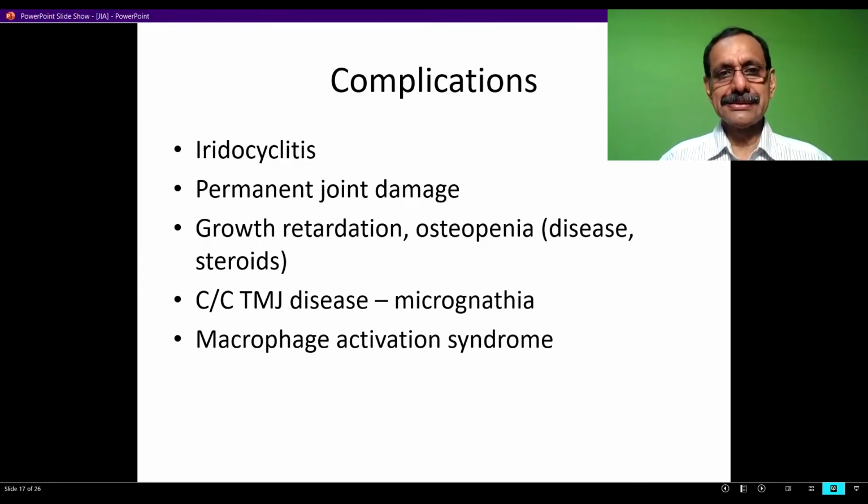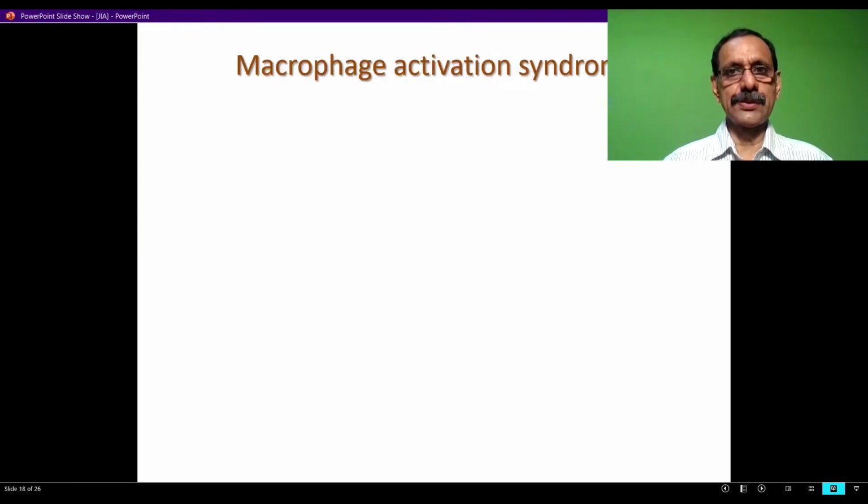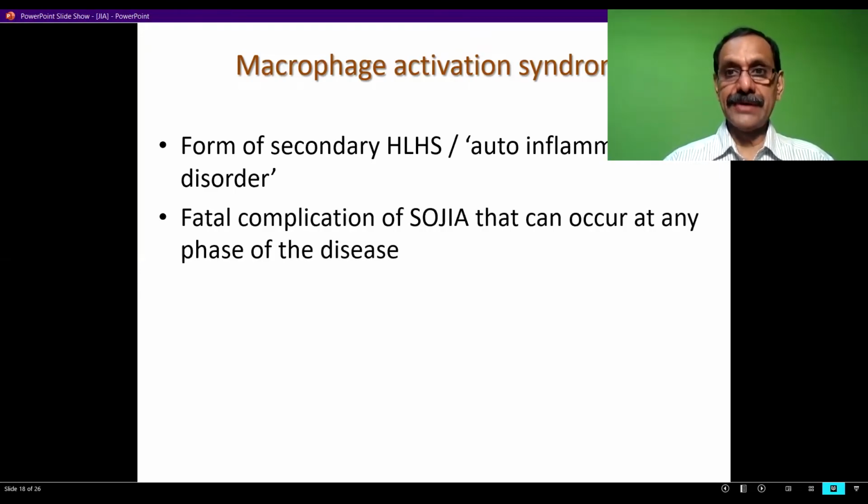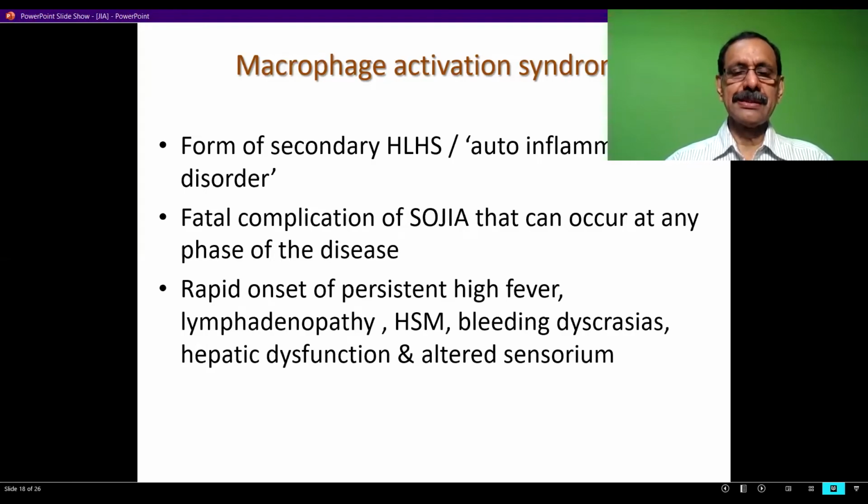And the last is the most dangerous thing, the macrophage activation syndrome. That is not very important for undergraduates, but still it is an auto-inflammatory disorder. It could be fatal. That is the most important thing. Rapid onset of high persistent fever. This actually occurs in SOJIA, systemic onset juvenile idiopathic arthritis.